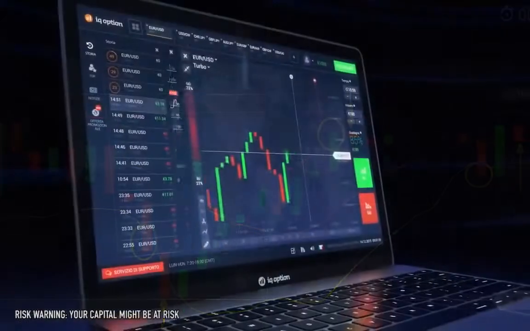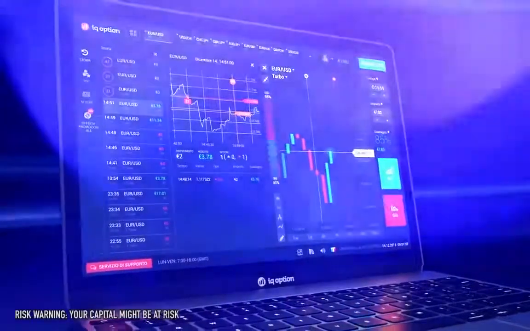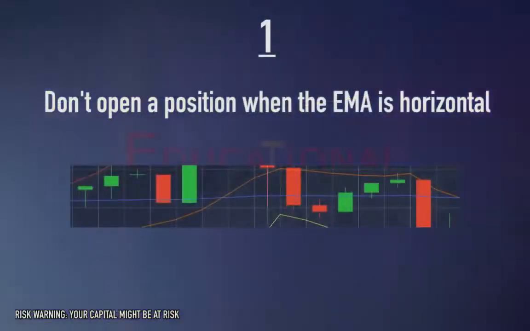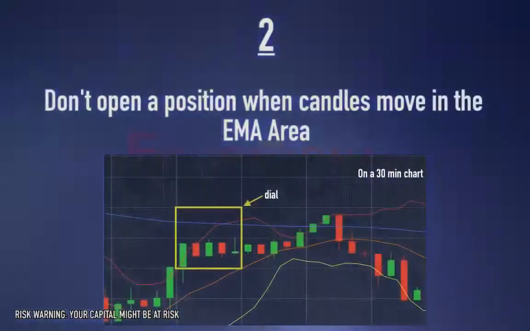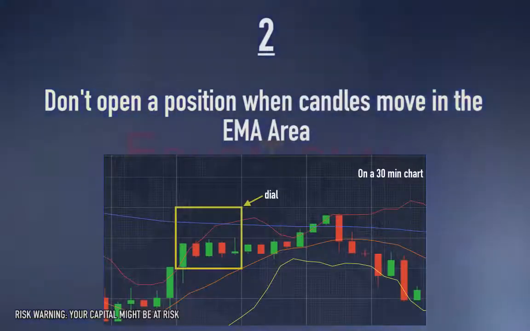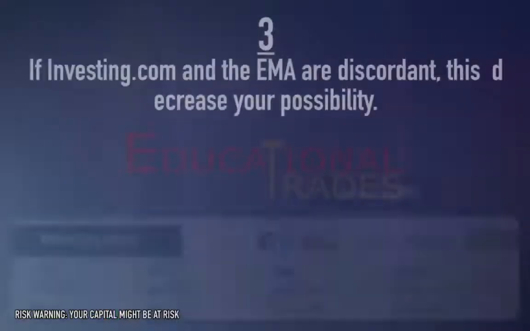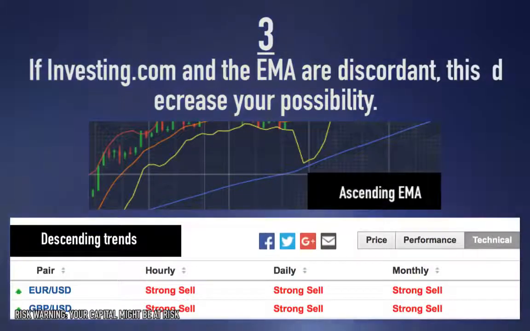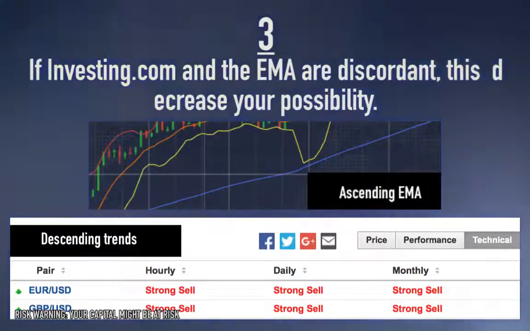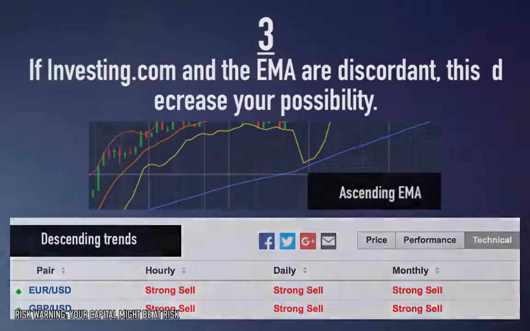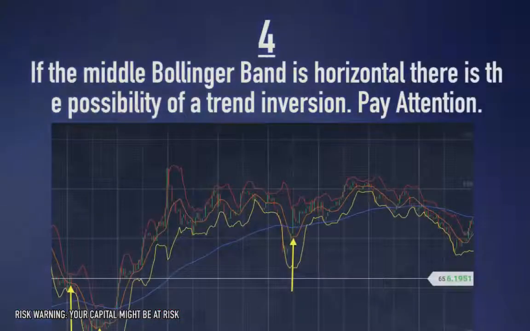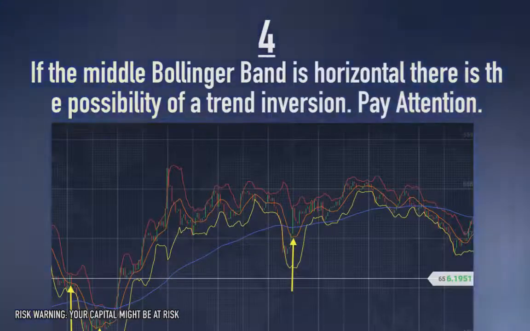Before we start, I want to make a recap of the rules. 1. Don't open a position when the moving average is horizontal. 2. Don't invest if the candles move in the moving average area. 3. If investing.com and the moving average are discordant, this decreases your possibility to close positively your position. 4. If the middle Bollinger Band is horizontal, it can mean a trend inversion.